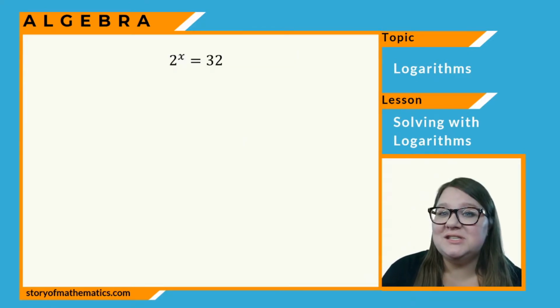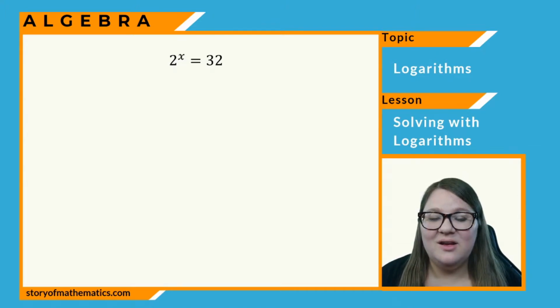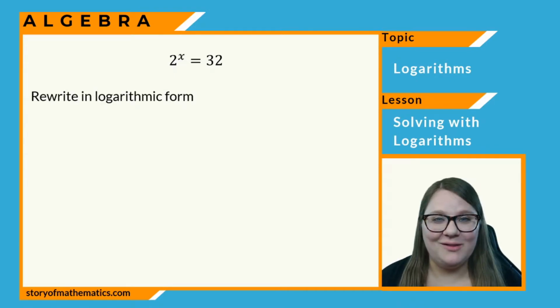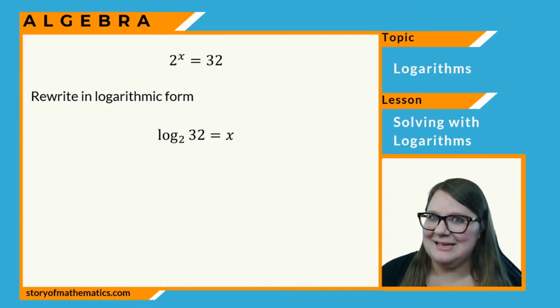Let's say I have 2 to the x equals 32, and I want to figure out what this exponent is. Well, the first thing I'm going to do is rewrite this whole equation in logarithmic format. Since the base of my exponent is 2, that will also be the base of my logarithm. Log base 2 of 32, the other side, equals the exponent x.